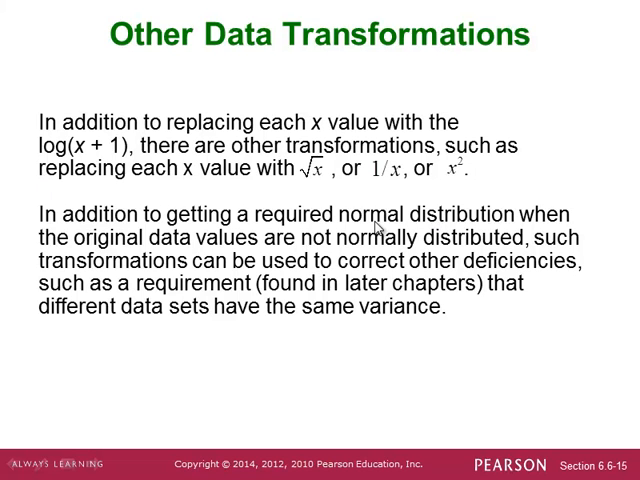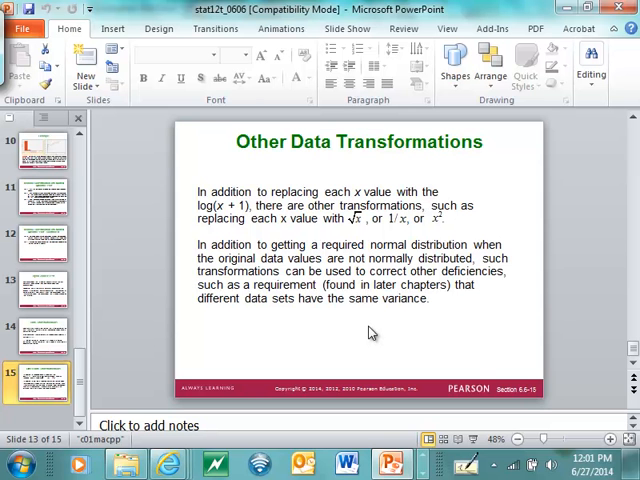In addition to getting a required normal distribution when the original data values are not normally distributed, such transformations can be used to correct other deficiencies, such as a requirement that different data sets have the same variance. Okay, so with that, we are done talking about how to assess normality.